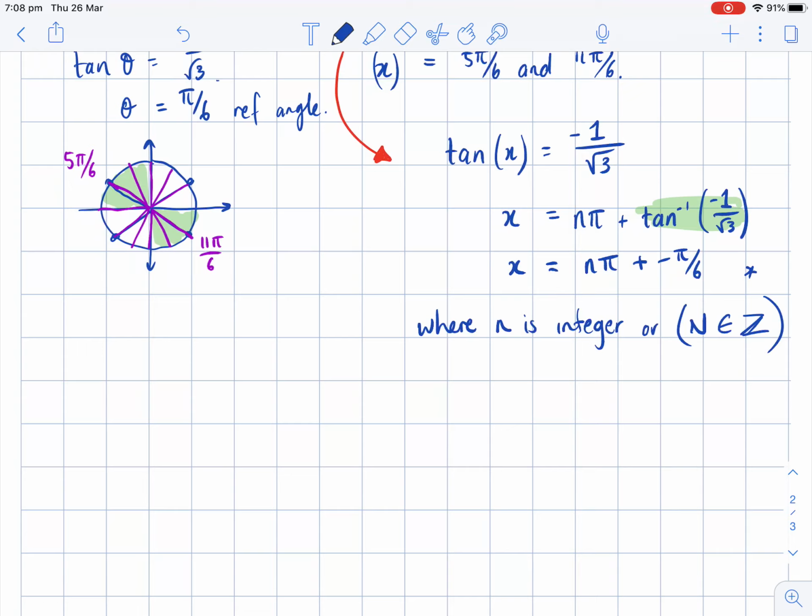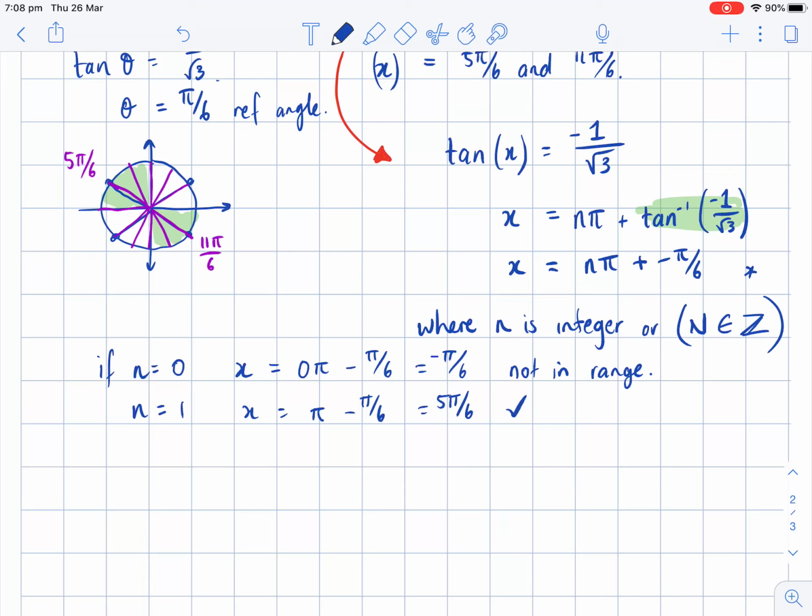All right. Now, how does this give me those two answers that I got before? Well, it's just a matter of substituting in some values for n. So if n equals 0, then x equals 0 pi minus pi on 6, which equals minus pi on 6. This one is not in the range that we were given. Okay, n equals 1. x equals pi minus pi on 6, which equals 5 pi on 6, tick, there's one of our solutions. If n equals 2, then x equals 2 pi minus pi on 6, which equals 11 pi on 6, tick, that was in our range.